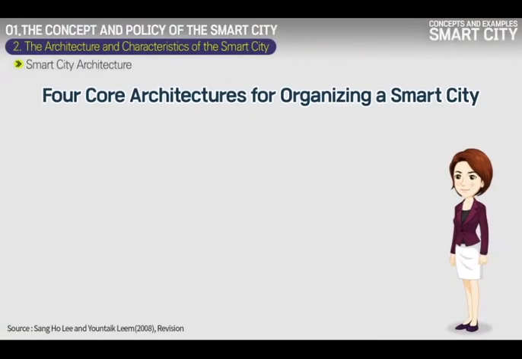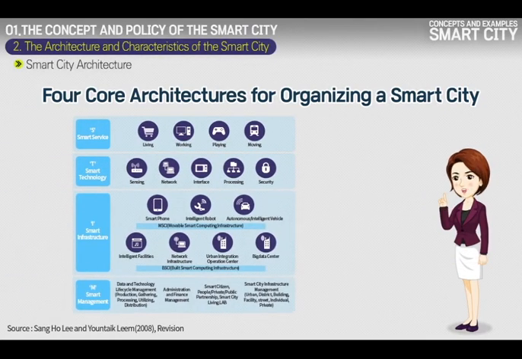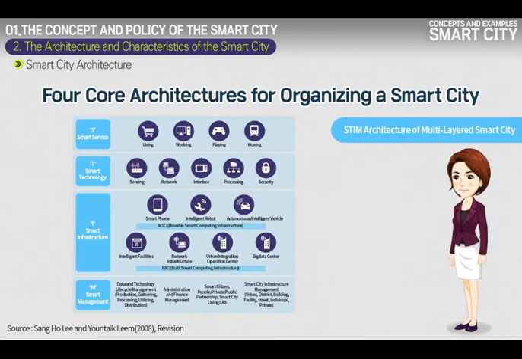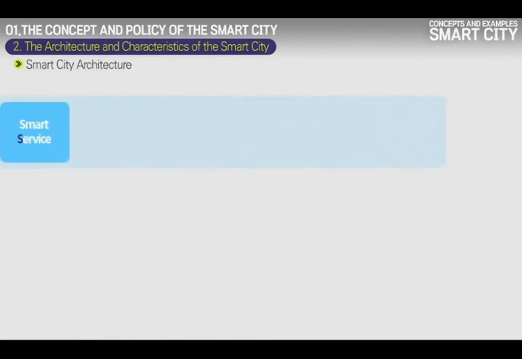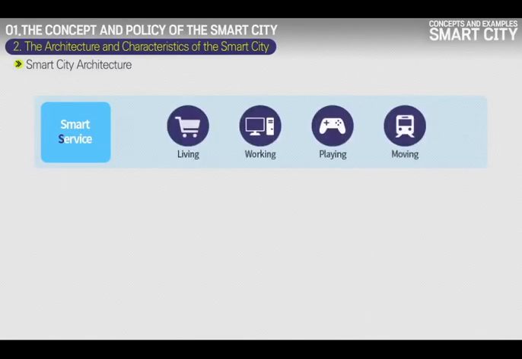A smart city consists of 4 core architectures, which are service, technology, infrastructure, and management, which are STIM architecture. Let's look at one by one. First, the S for service in STIM architecture refers to the living, working, playing, and moving services required by the citizens of the smart city.